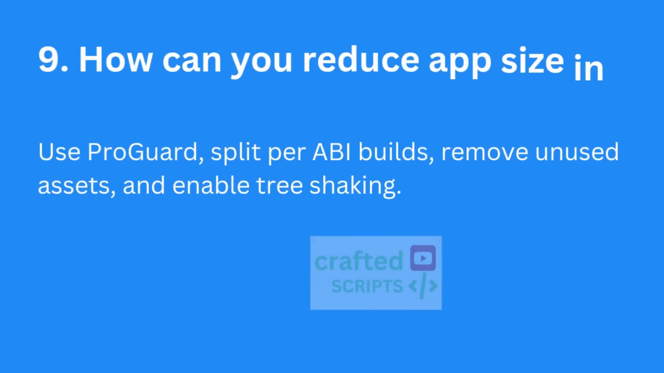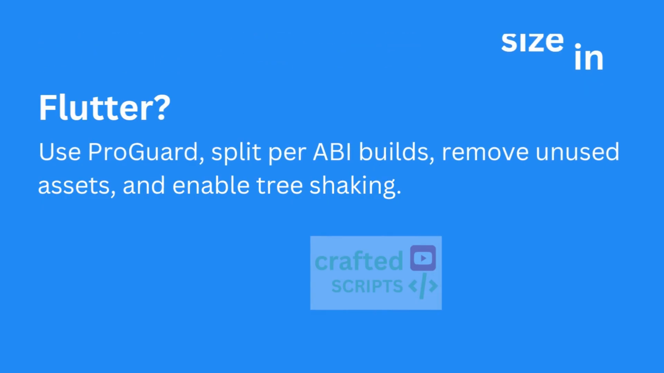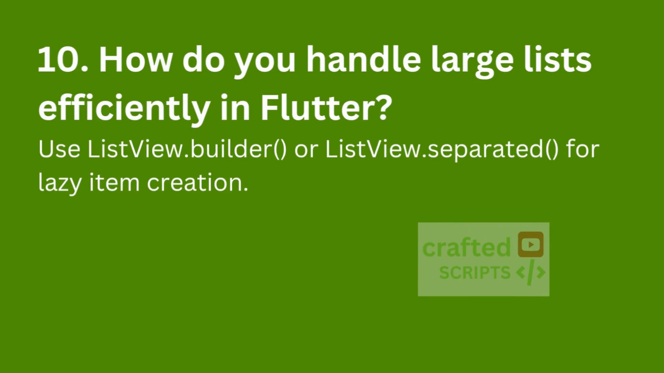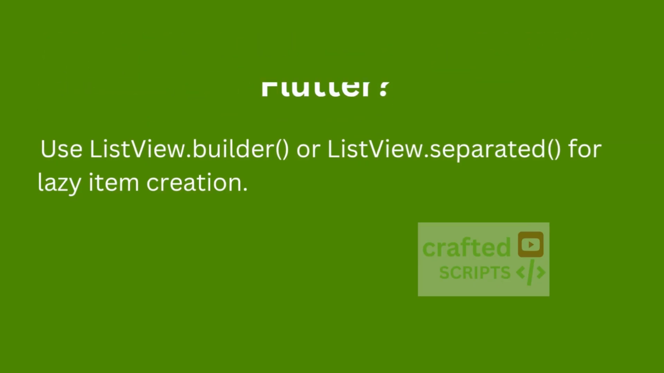Question number 9. How can you reduce app size in Flutter? Use ProGuard, split per ABI builds, remove unused assets, and enable tree shaking. Question number 10. How do you handle large lists efficiently in Flutter? Use ListView.builder or ListView.separated for lazy item creation.